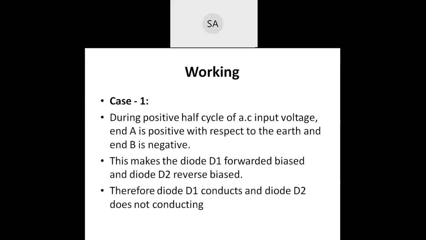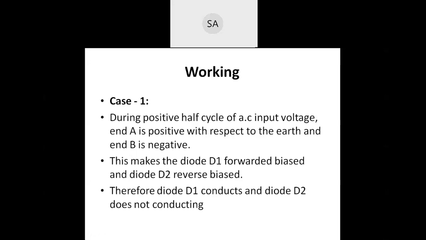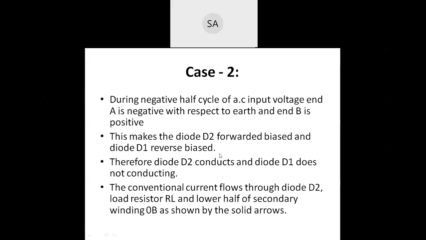During case 1, during the positive half cycle of AC input voltage, end A is positive with respect to the earth and end B is negative. In the half wave rectifier, during the positive cycle, end A is positive with respect to B, we discussed. Here during the positive half cycle, the end A is positive with respect to the earth and end B is negative.